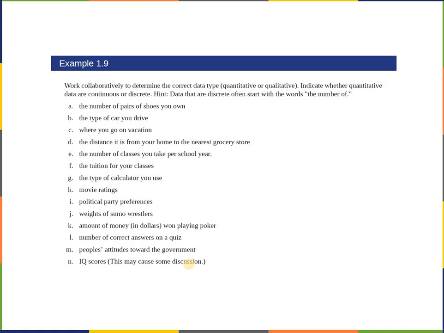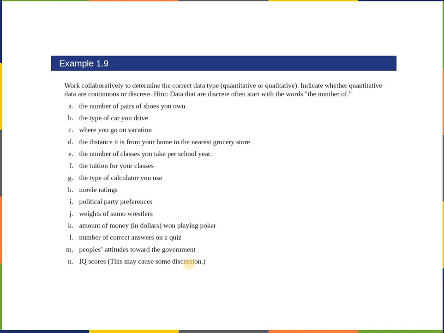E, the number of classes you take per school year. That is a number, so it's going to be quantitative. And that number of classes is whole. It can't be a fraction, so it's going to be discrete. The tuition for your classes. The tuition for your classes is money, the amount of money you pay. That is going to be a quantity. So quantitative. And it could have fractions, it could have cents, right? So it's going to be continuous. So continuous, quantitative, continuous.